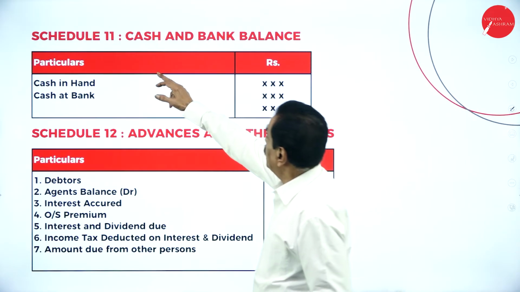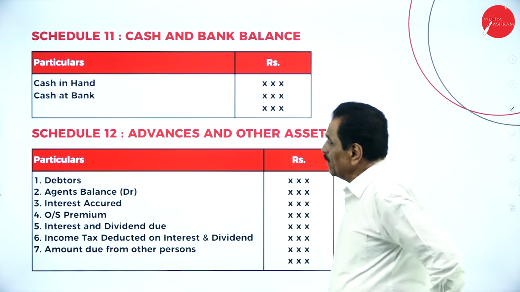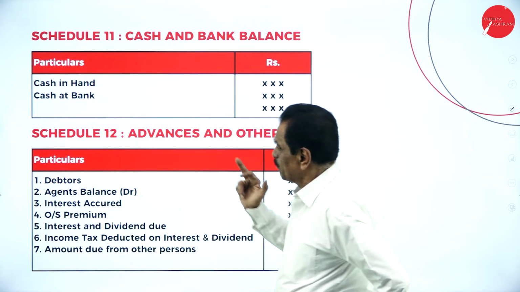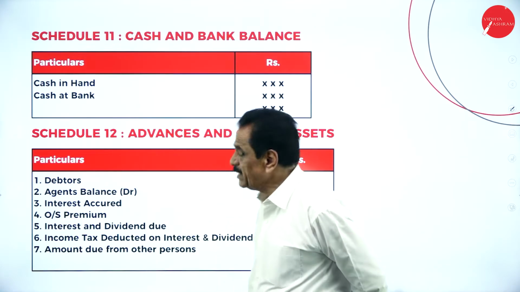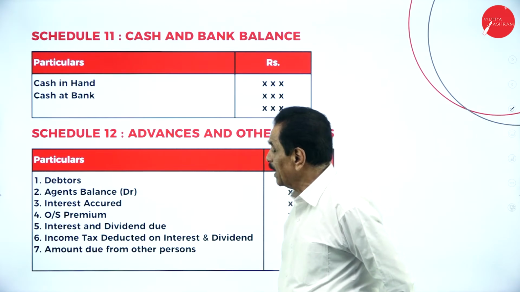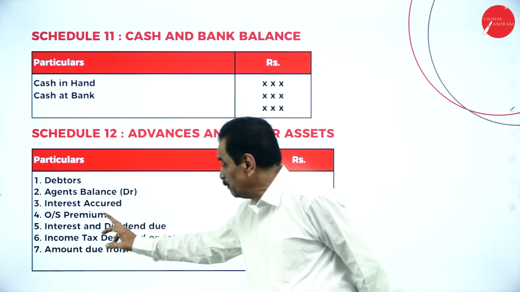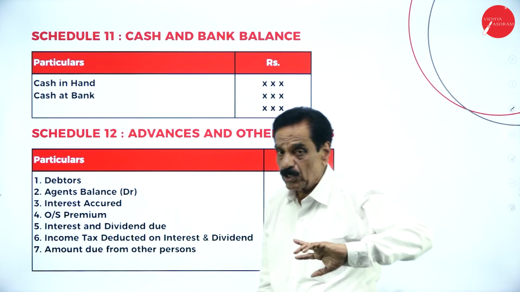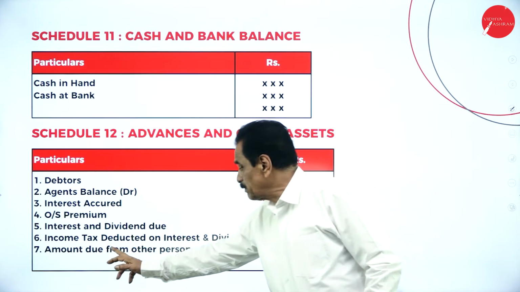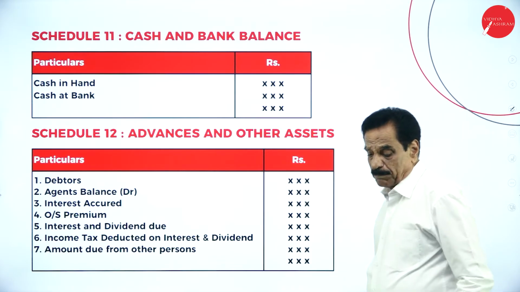Then schedule number 11, cash and bank balance: cash in hand, cash at bank, they have to write. Then schedule number 12, advances and other assets. What are the advances and other assets? Debtor, agent balance debit side, interest accrued. This will come on the debit side. Outstanding premium, if it is an adjustment, add to premium, then asset side of the balance sheet. Interest and dividend due, income tax deducted on interest and dividend, then amount due from other persons.